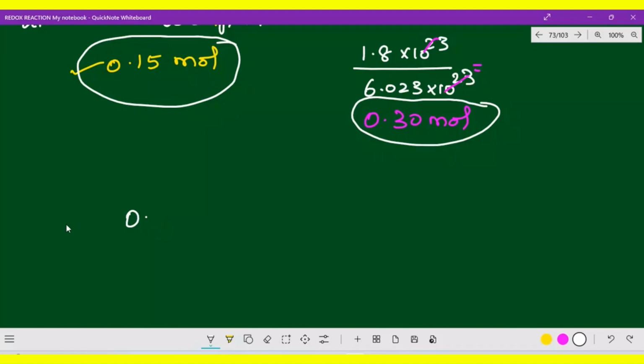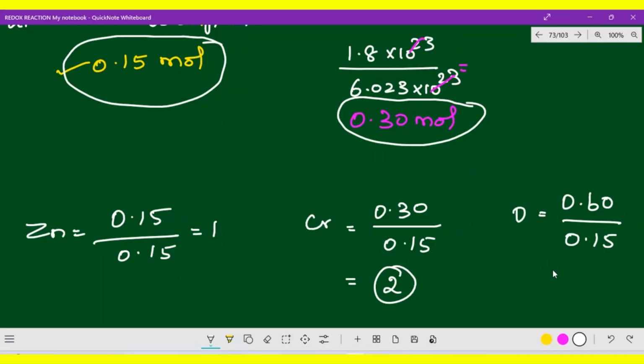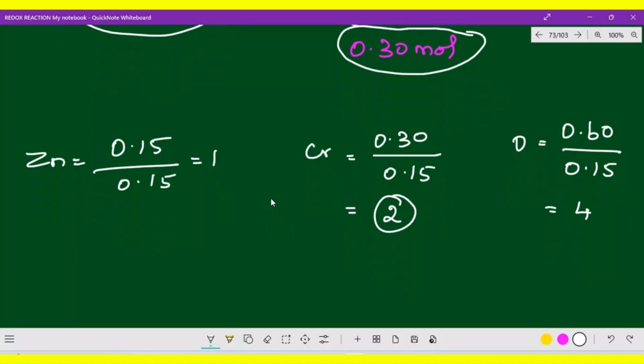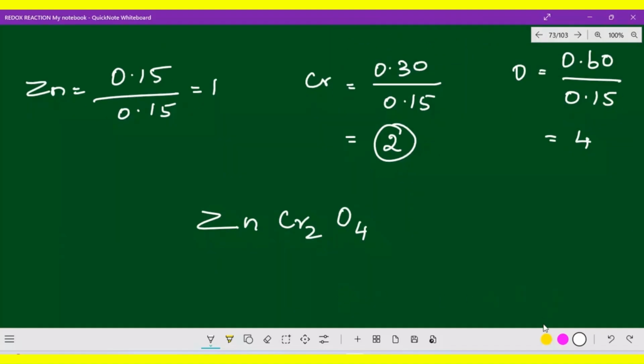So if you go that way, for the zinc 0.15 divided by 0.15, you will be getting 1, and chromium 0.30 divided by 0.15, you will be getting 2. Oxygen is 0.60 divided by 0.15. You'll be getting 4, right? So that means the answer: Zn is 1, chromium is 2, and oxygen is 4. ZnCr2O4. That is what I just mentioned here.